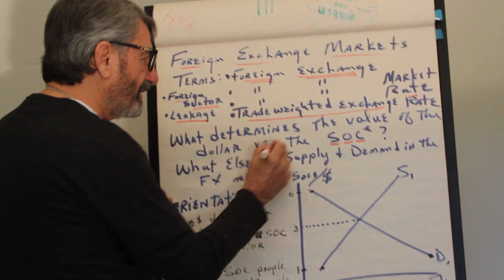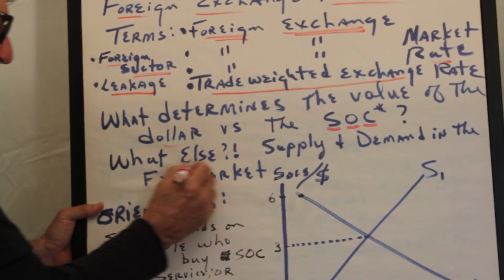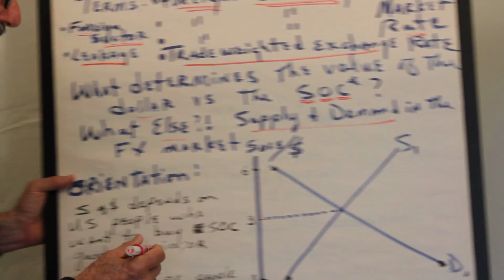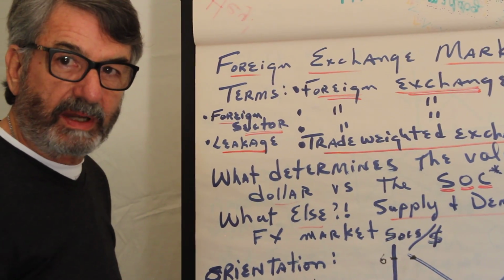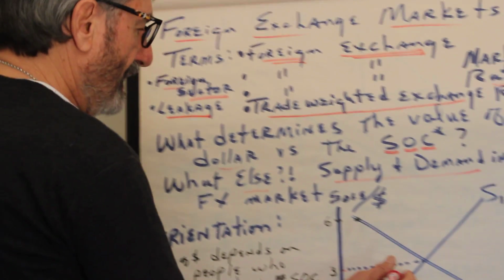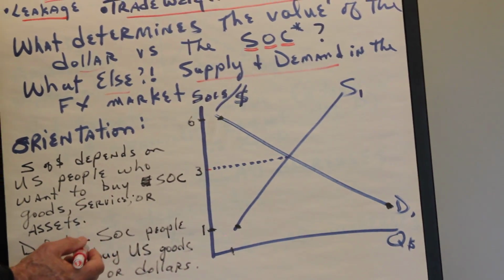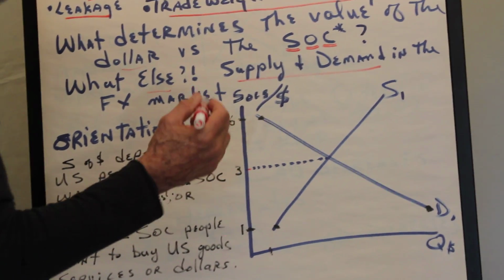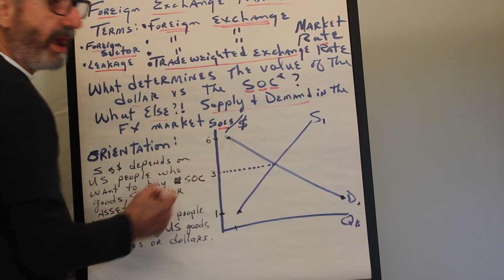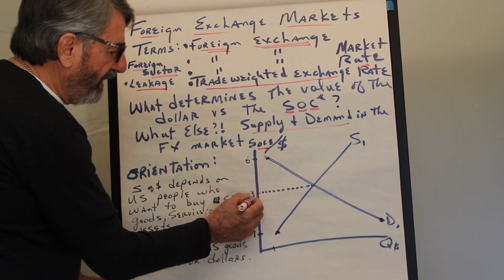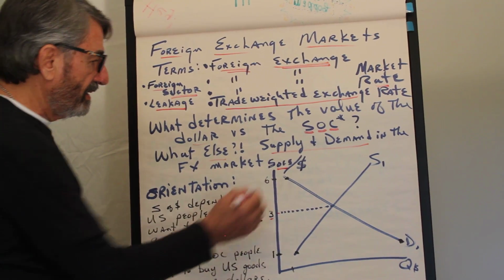Okay, what determines the value of the dollar against the SOC? And the answer is very simple. What else? Supply and demand. It's the supply and the demand for dollars in the foreign exchange markets. So you have a market with a downward sloping demand curve and an upward sloping supply curve. And what's being traded here is dollars. And the way you buy a dollar is with a SOC. In this case, the price of a dollar is 3 SOCs. 3 SOCs per dollar.